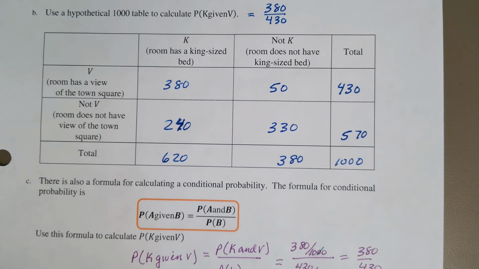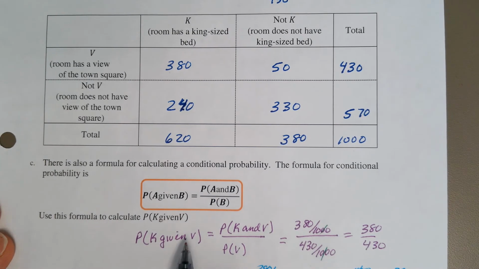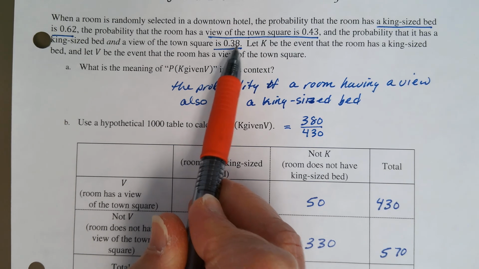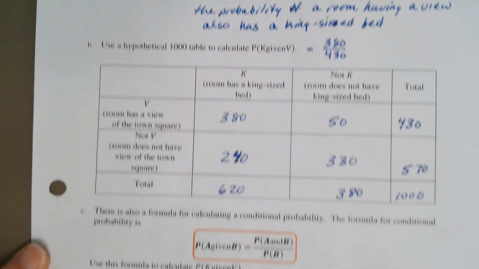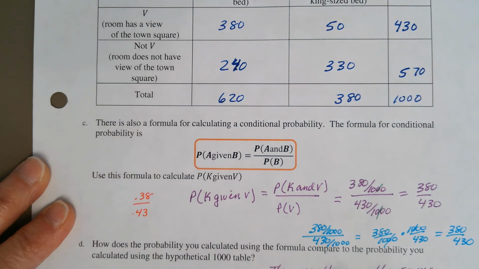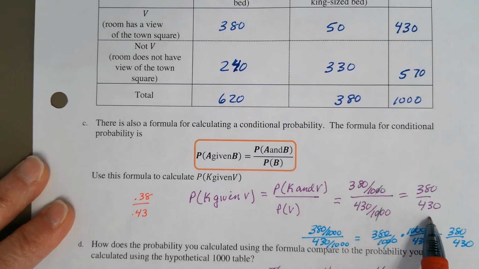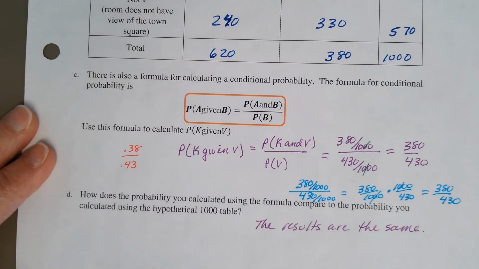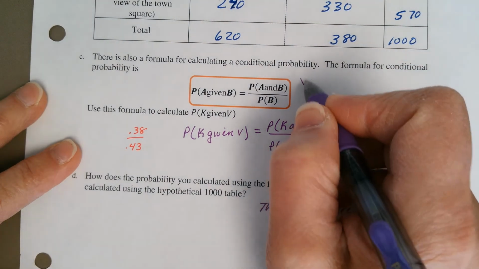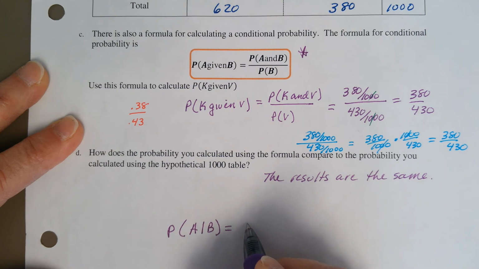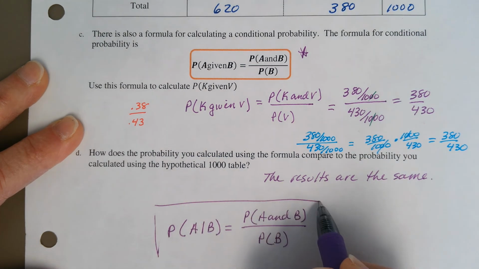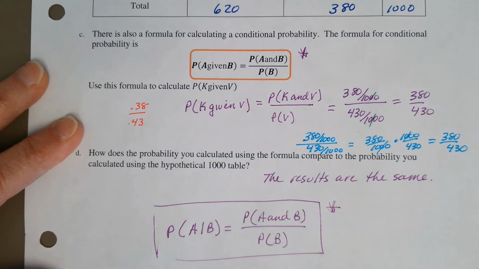Let me even go back to one more thing here. Even if here I had used the probability of K and V was 0.38, so even if I take that 0.38 over the probability of B was 0.43, this is the same, right? This is 38 over 43, and this reduces to 38 over 43. So, formula to remember, right? The probability of A given B is equal to the probability of A and B over the probability of B. Another formula. And thank you for your attention.